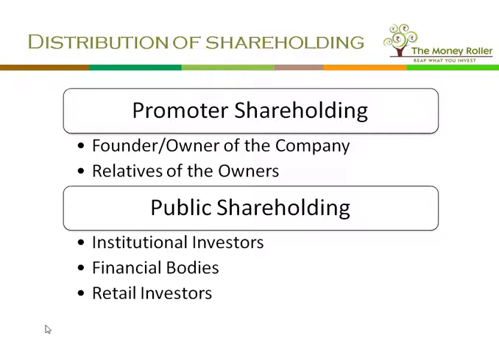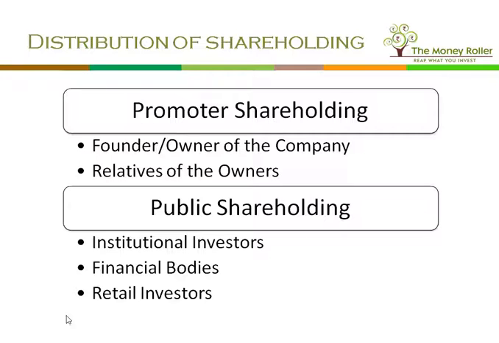Promoter shareholding is one of the main aspects, which has the shares of all the founders or the owners of the company. Relatives of owners will also fall under the same category. And then there is public shareholding. Under public shareholding we have your institutional investors. This could be foreign institutional investors, FIIs, or the domestic institutional investors, which are your DIIs. Then financial bodies such as mutual funds or maybe banking companies, etc. And then come your retail investors.